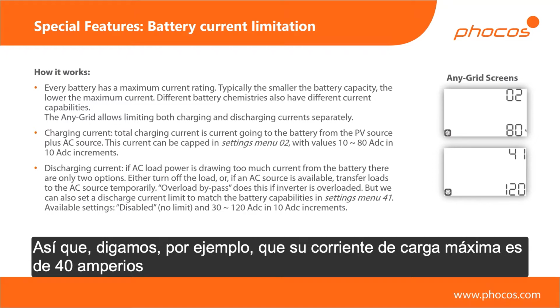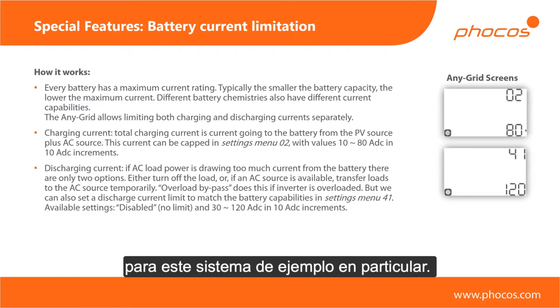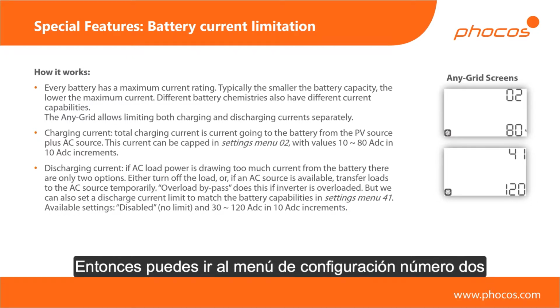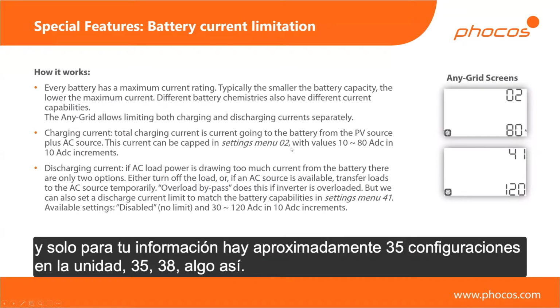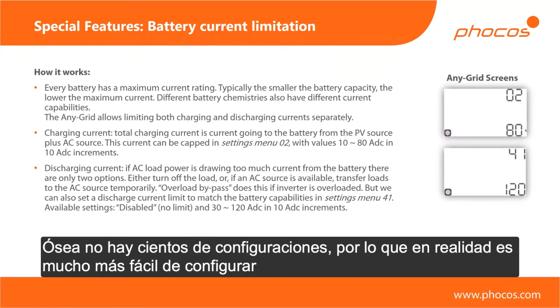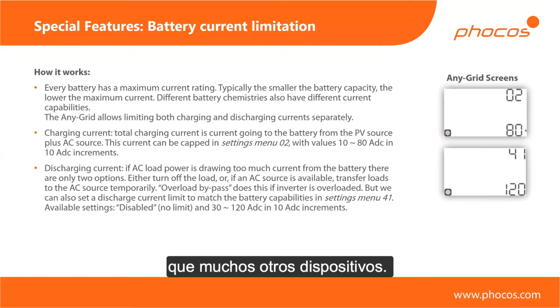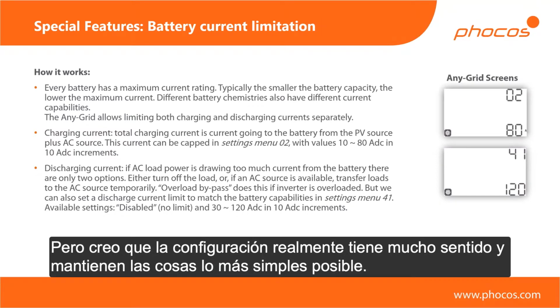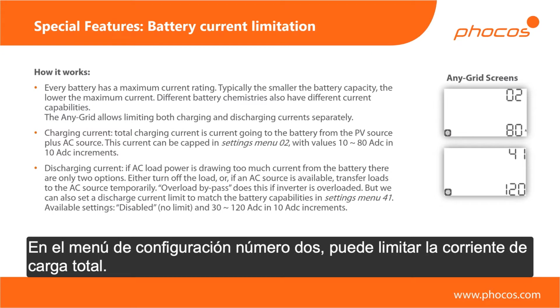So let's say, for example, your maximum charging current is 40 amps for this particular example system. Well, then you can just go into settings menu number 2, and just for your information, there are roughly 35 settings on the unit, 35, 38, something like that. So not hundreds of settings, so it's actually a lot easier to set up than a lot of other devices. But I think the settings really do make a lot of sense, and they still keep things as simple as possible. So in settings menu number 2, you can limit the total charging current.